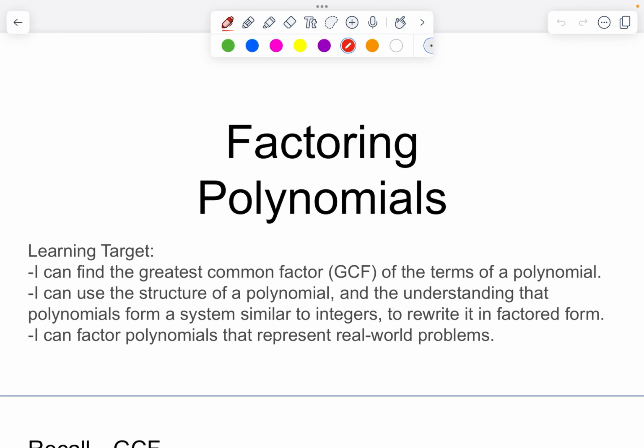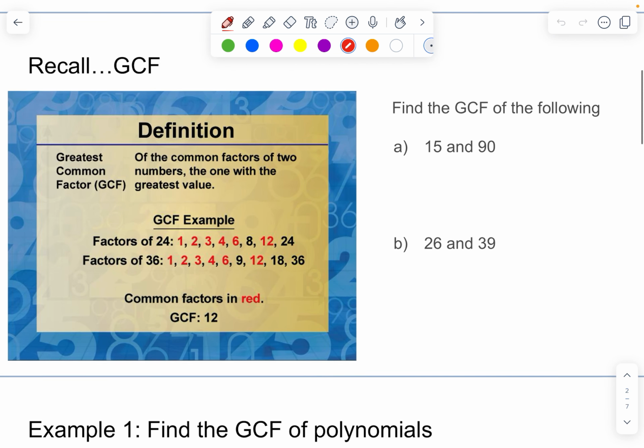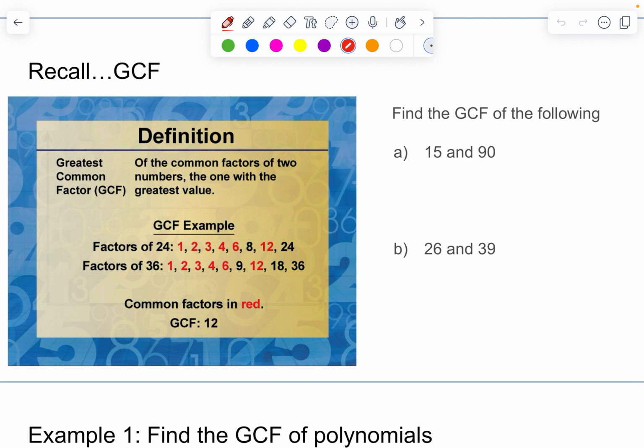Hello friends, today we're going to start talking about factoring polynomials. Specifically, today we're going to talk about factoring polynomials by finding the greatest common factor, which we call GCF. So recall, to find the greatest common factor, we find all the factors of the numbers. Greatest means biggest, common means it's in both, factor means it's a number you multiply to get to it.